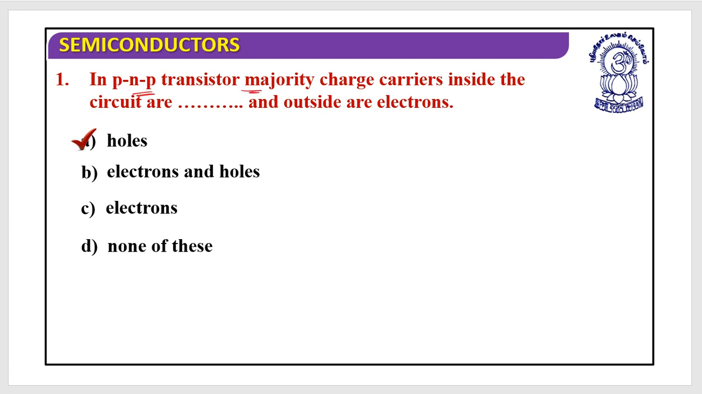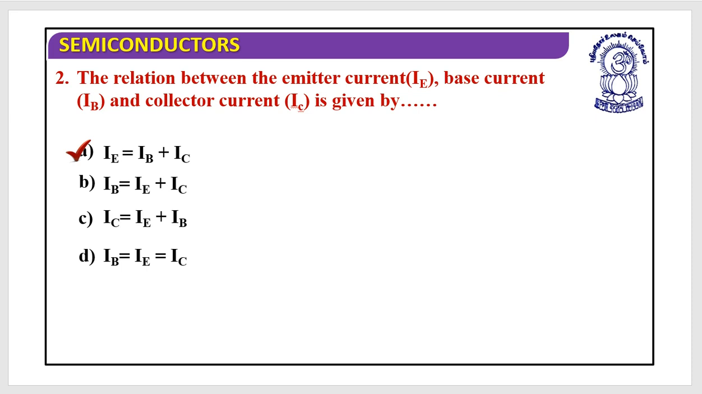In a PNP transistor, majority charge carriers inside the circuits are blank and outside are the electrons. So in a PNP transistor, majority charge carriers inside the circuits are the holes. Next, the relation between the emitter current IE, base current IB and collector current IC can be given as IE equals IB plus IC.